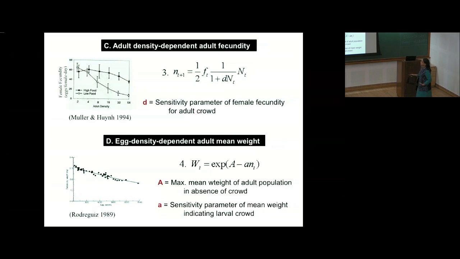The mean weight of that. And this is the kind of data points they got, and they fitted it to an exponential function, where this is the maximum mean weight of the adult, which is species specific, when there is no crowd. And this is the sensitivity parameter, which reduces the weight of the adult when there is too much crowd, due to reduced food, etc.